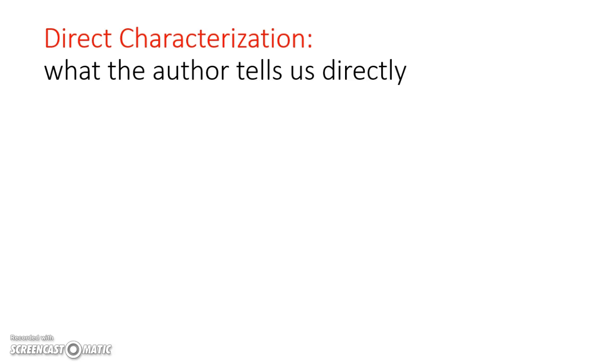So let's take a look at these a little more closely. Our first one was the direct characterization. This is what the author tells us directly about a character. Let's look at a few examples.